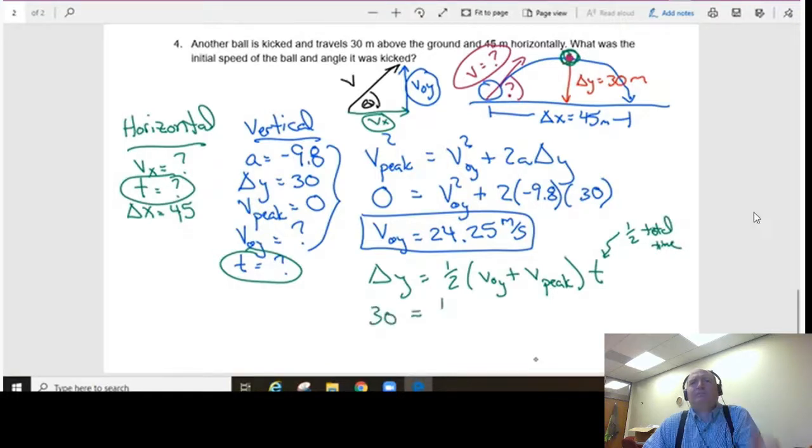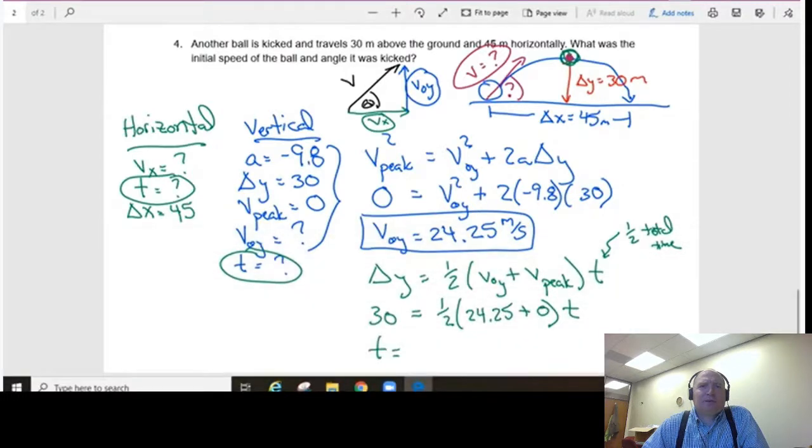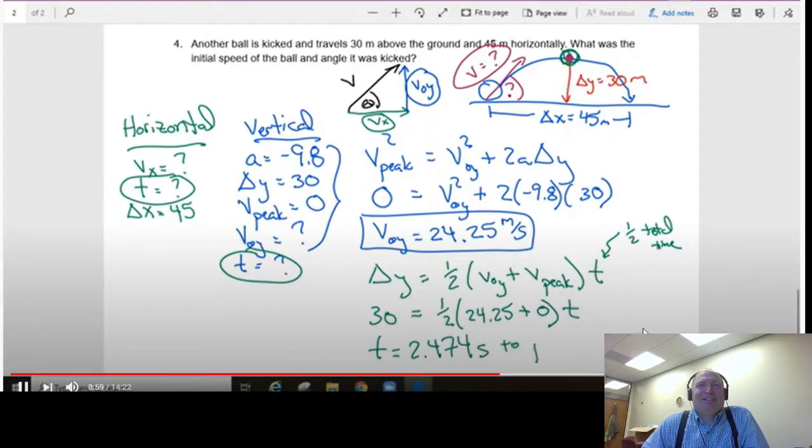We get 30 is equal to 1/2 times 24.25 times my velocity at the peak, which is 0, times t. T, when I do this, is equal to, let's see, 30. Wait, sorry, 24.25 times 0.125, divided by 2. Oh, that's just that, times 30. All right, I get 2.474 seconds. Oh, I love this mix-up of significant figures.